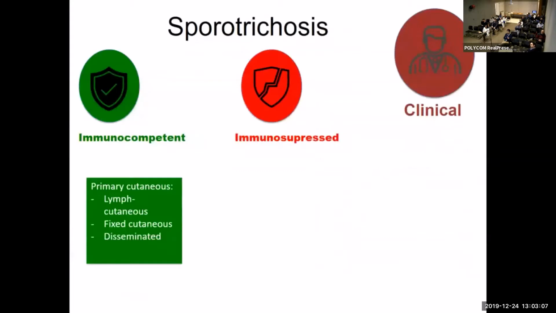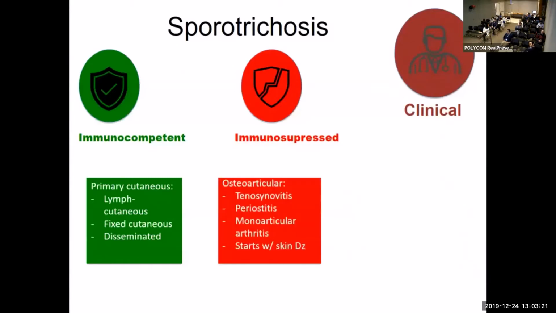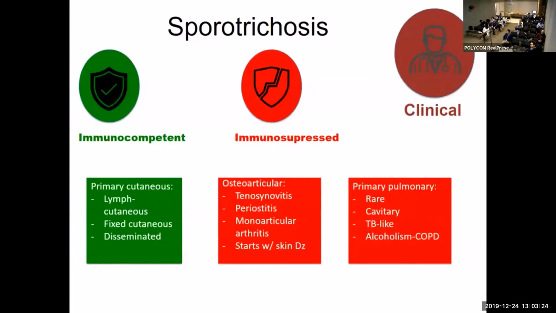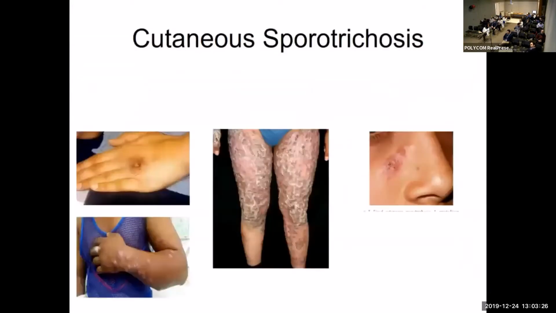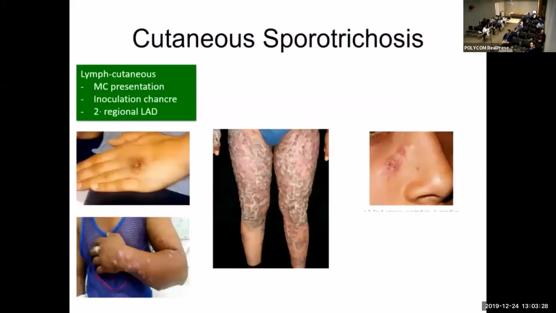So let's go faster in this part. Primary cutaneous can be divided in three. Lymphocutaneous, that is the one that we saw. You can have fixed cutaneous, that is just a single ulcer, and you can have disseminated, that is multiple ulcers without lymph node involvement. In immunosuppressed patients, you can have pulmonary or osteoarticular. The lymphocutaneous one is the most common presentation, usually has a chancre or the initial ulcer that you get. It's usually painless, and you can have secondary regional lymphadenopathies following a tract.